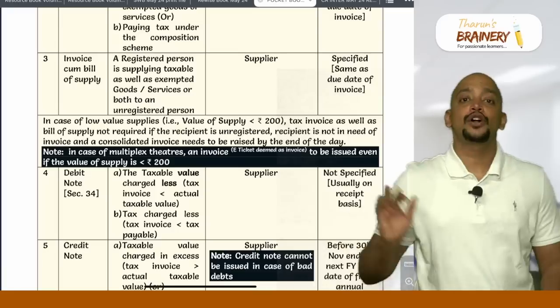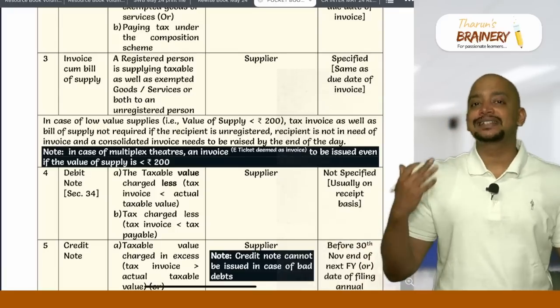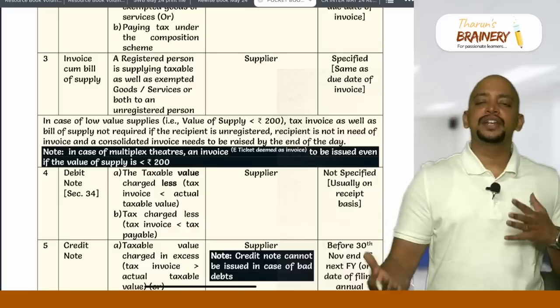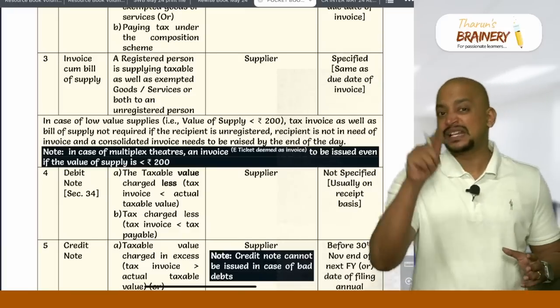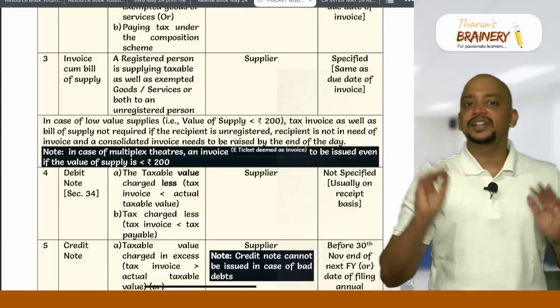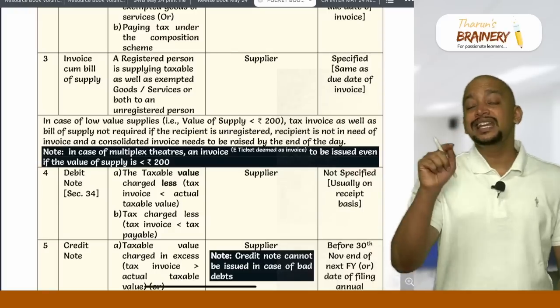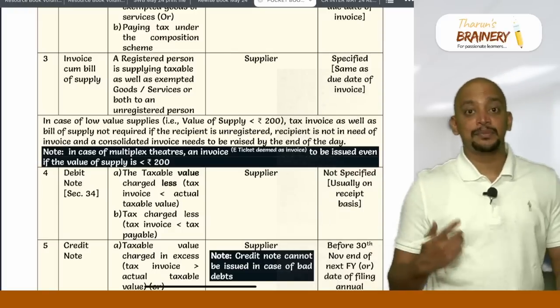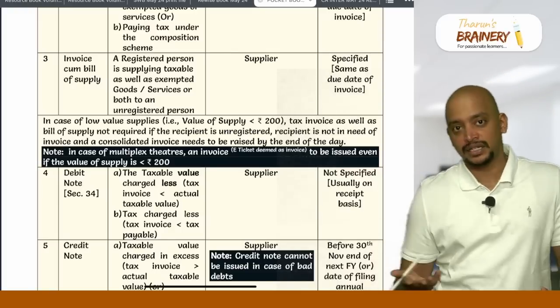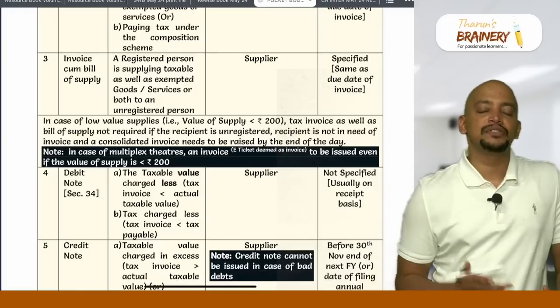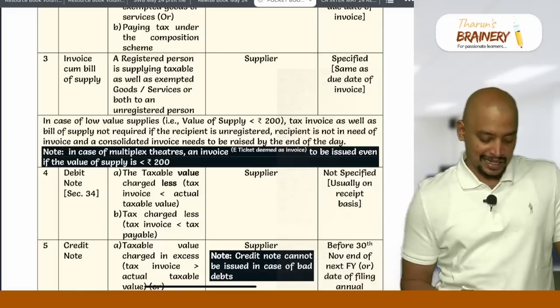However, this provision is not applicable in case of multiplex cinema theatre. So in case of entry to a cinema theatre, even if the value of supply is less than 200 rupees, definitely an invoice is required. And what will be taken as an invoice in that case? The e-ticket which will be given by the multiplex cinema theatre to the person who is coming to the movie will be treated as the invoice in that case.